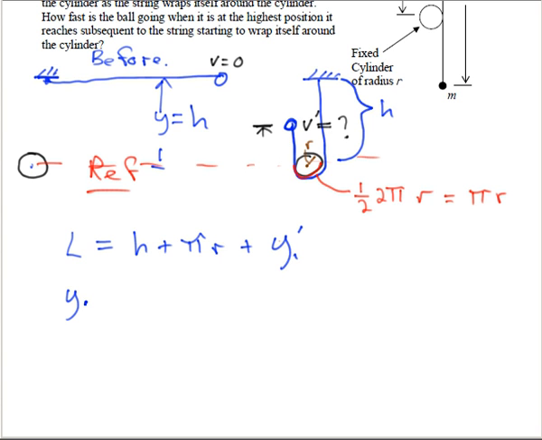So this total distance is what I'm calling y prime, not y1 prime. Alrighty. So y prime is equal to L minus h minus pi times r. I'm going to need that.